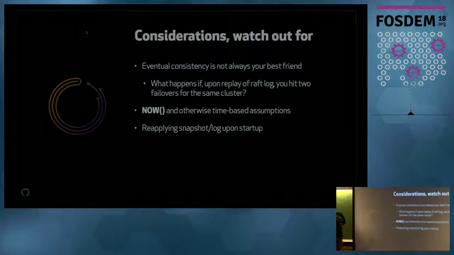Now, orchestrator is up and running, and everyone is happy. Sometime later, one of the orchestrator nodes goes down, just because, and bootstraps a new empty one, and it rereads the snapshot, but the snapshot was taken long before A died. Anyone see where I'm getting at? It starts reapplying the logs, and it says, oh, you know what? We just failed over to B.